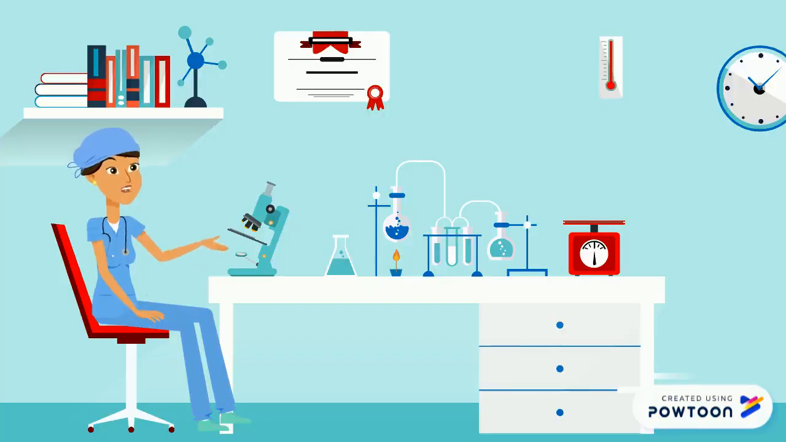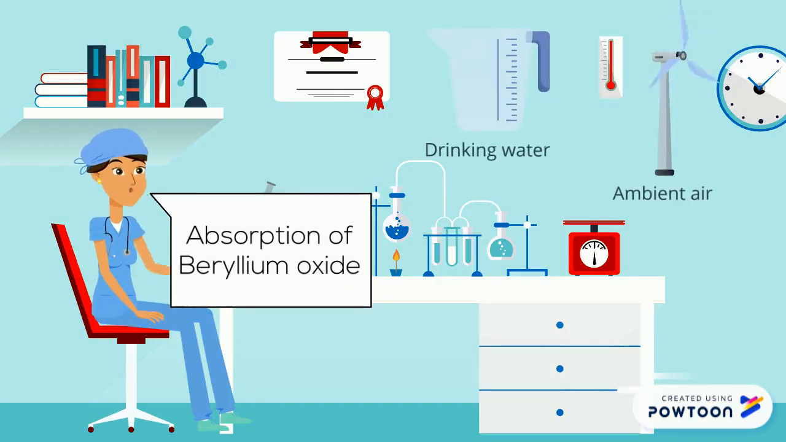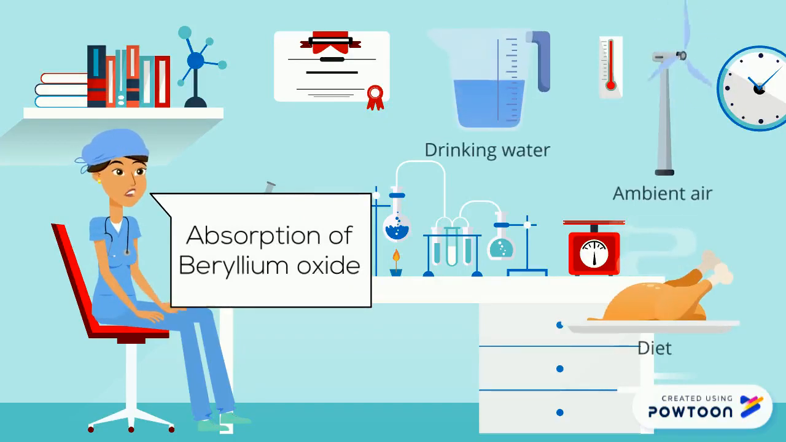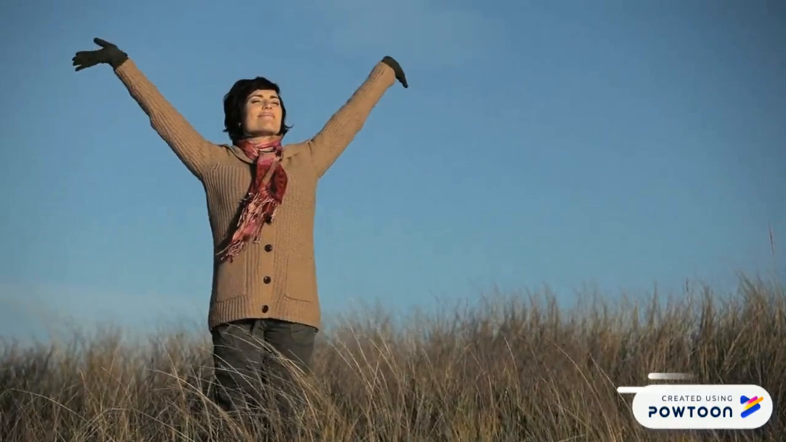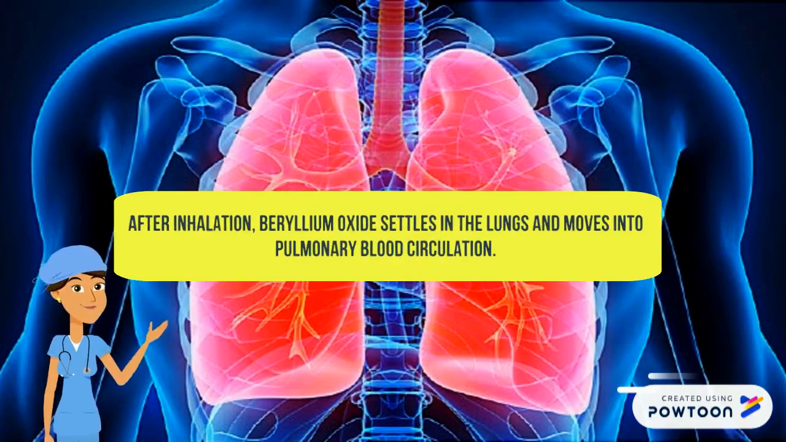Meanwhile, the common type of beryllium used in electronics and toxic upon human exposure is beryllium oxide. Routes of administration are via ambient air, drinking water, and diet. Mainly, the absorption of beryllium oxide is through the lungs via inhalation. After inhalation, beryllium oxide settles in the lungs and moves into pulmonary blood circulation.